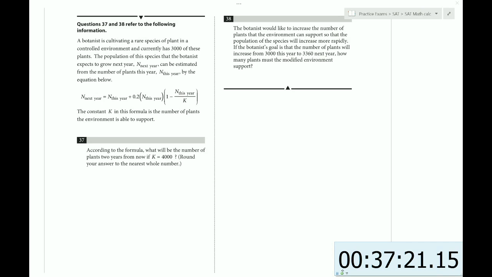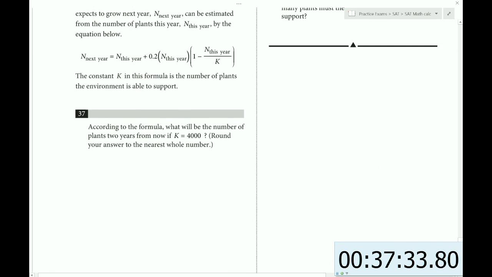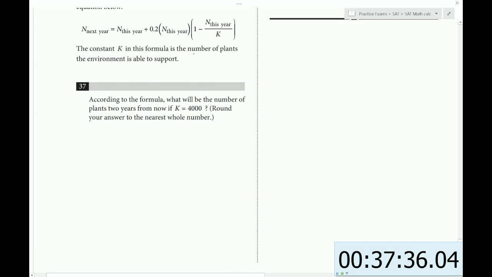Okay, we're on to the last set here. So a botanist is cultivating a rare species of plant. Currently has 3,000 of these plants. The population of the species, okay. Right, so it looks like we're getting a recursive function here. The constant K in this formula is the number of plants the environment is able to support. Okay, according to the formula, what will be the number of plants 2 years from now if K equals 4,000?